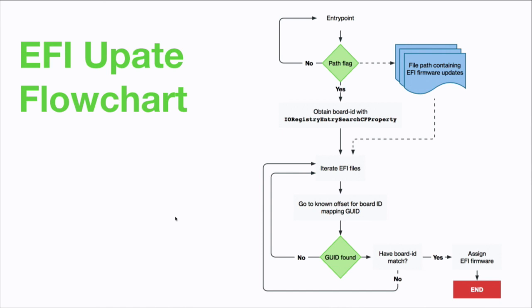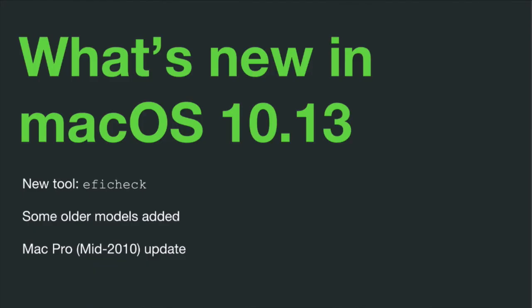Visually speaking, this is kind of how this works. The tool runs, does a check of the board ID of the running system, iterates over the EFI files, figures out which one is the matching one, and does the rest of the work of assigning the EFI firmware. Which ultimately ends in a reboot and application of the firmware. We updated this research also a little bit with some of the new things found in 10.13 regarding EFI.